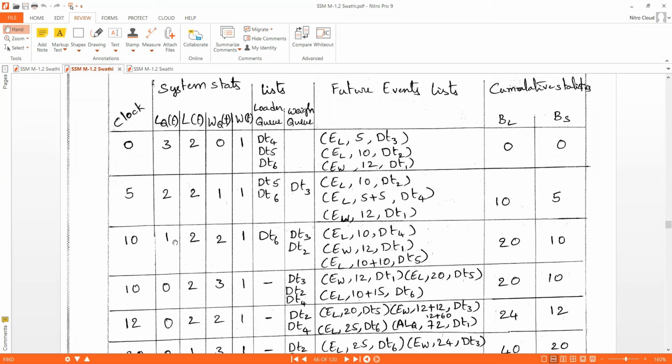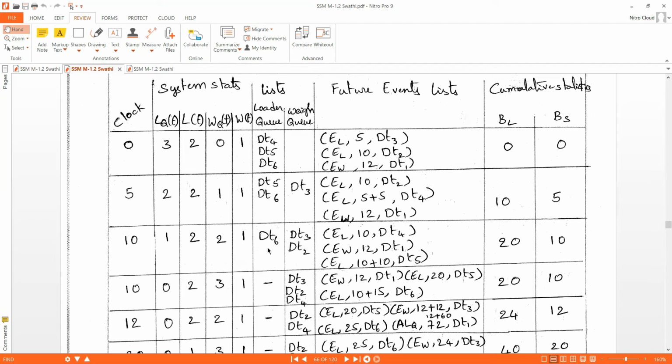So in the loading queue, we have two trucks, that is DT5 and DT6. So DT5 will be shifted to the loader for loading. Okay, so loader queue will be updated as 1, L of T will be updated as 2, and weighing Q will be updated as 2. And weighing scale is as it is, 1 only, because the weighing scale is busy weighing the DT1. So W of T will be 1 as it is.